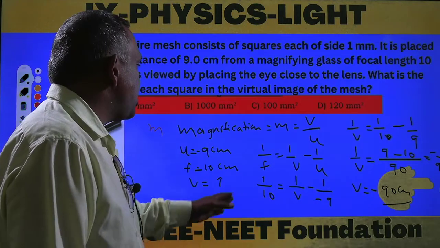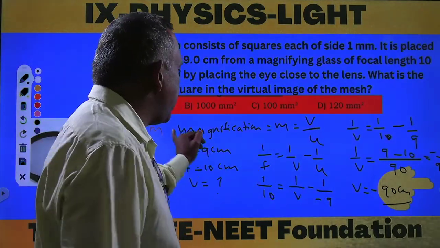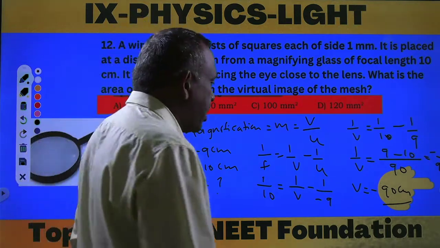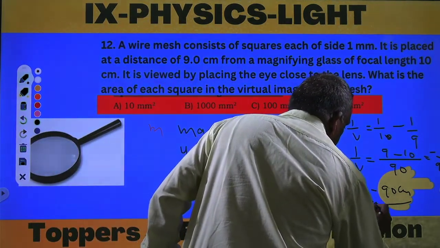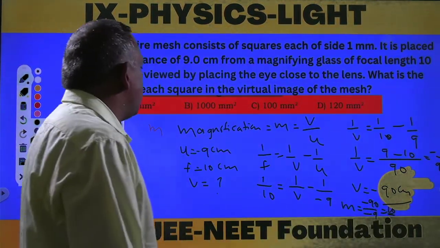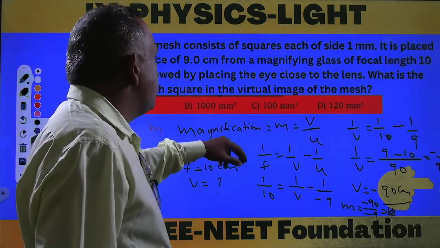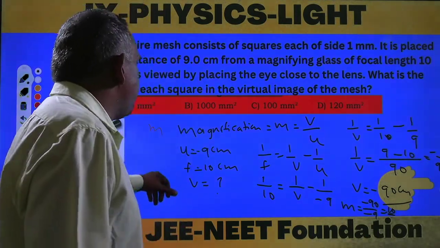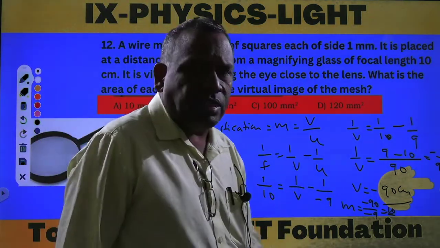Then magnification from this you will get v by u, minus 90 by minus 9. Magnification is nothing but minus 90 by minus 9. It is 10. So 10 is the magnification value. So by using this magnification you can find the area of the squares.